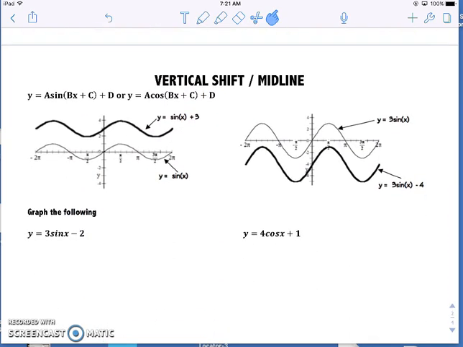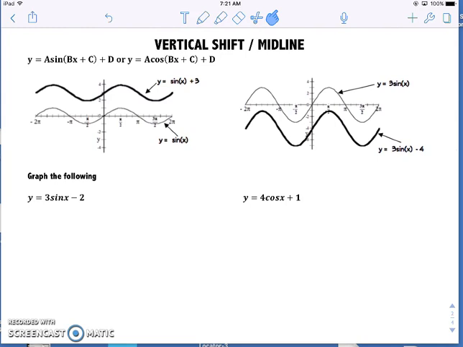So the next thing we're going to talk about is this vertical shift slash the midline. So if you look, we have these numbers at the end, and that moves it up or down. So as you can see on this first line, plus 3, if I was to dash in, our midline is now at 3, where this one was negative 4. The midline was shifted down 4, and that middle of the graph is down 4.